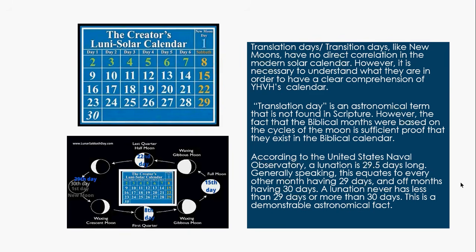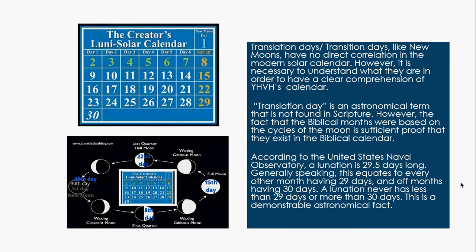So translation days or transition days, like new moons, have no direct correlation in the modern solar calendar. However, it is necessary to understand what they are in order to have a clear comprehension of Yah's calendar. Translation day is an astronomical term that is not found in Scripture. However, the fact that the biblical months were based on the cycles of the moon is sufficient proof that they existed in the biblical calendar.